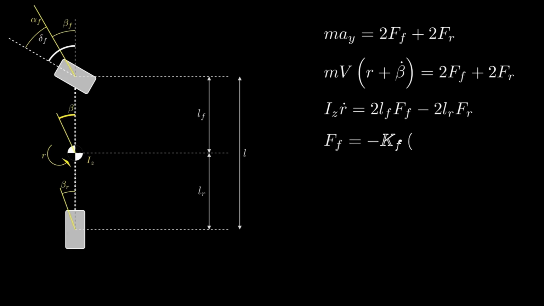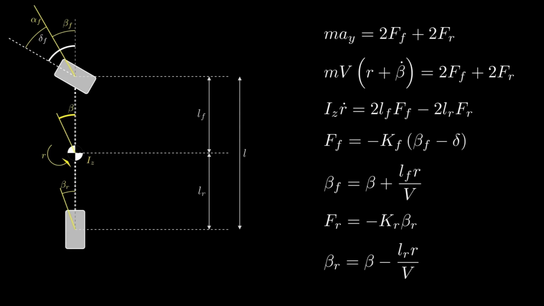Now, we define the tire forces. Note the negative sign for stiffness. For the front axle, FF equals negative KF times beta F minus delta, where beta F is defined as beta plus LF times R divided by V. For the rear axle, FR equals negative KR times beta R, where beta R is defined as beta minus LR times R divided by V.